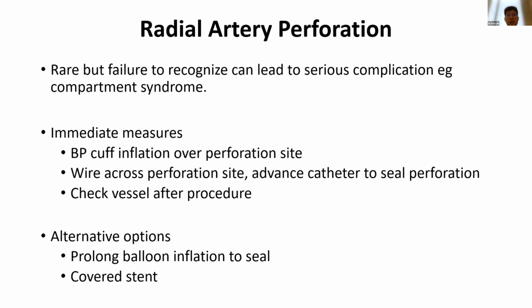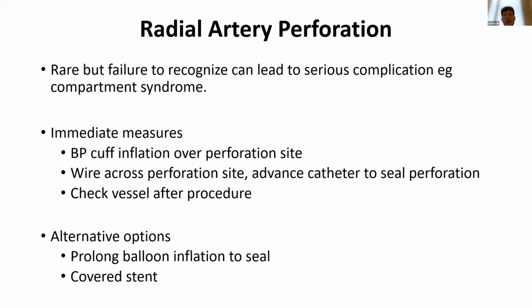Radial artery perforation is rare, but a failure to recognize it can lead to serious complications such as compartment syndrome, which requires urgent surgery. Immediate measures would be to perform a BP cuff inflation over the perforation site. Most times we recommend at least 15 to 20 millimeters of mercury above the systolic pressure for up to 10 to 15 minutes for 2 to 3 cycles.